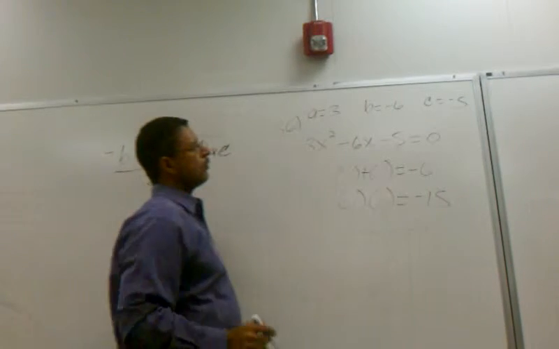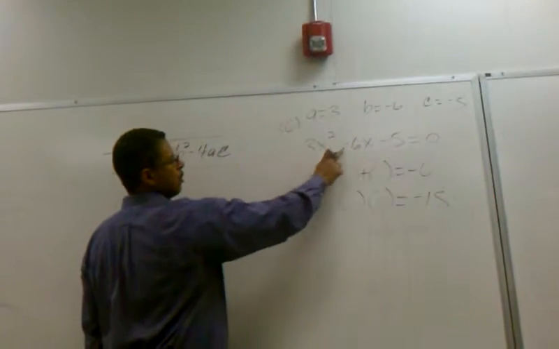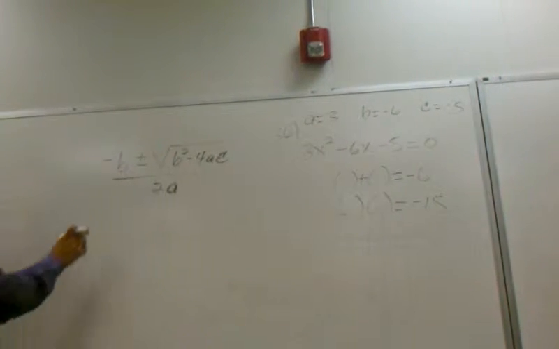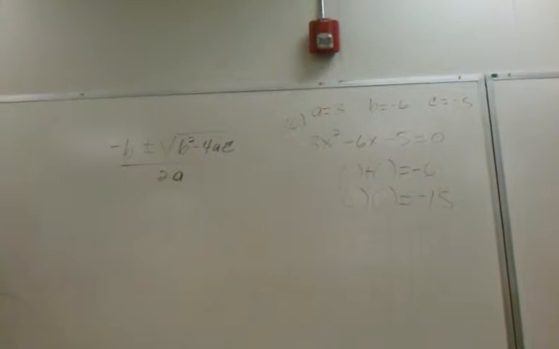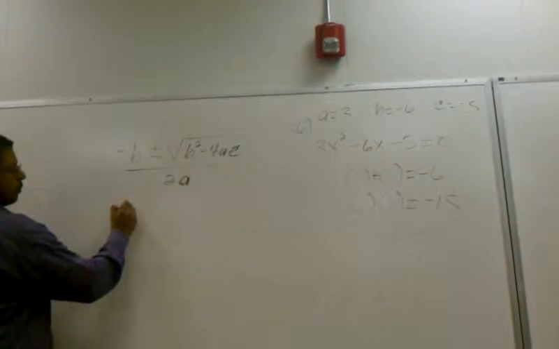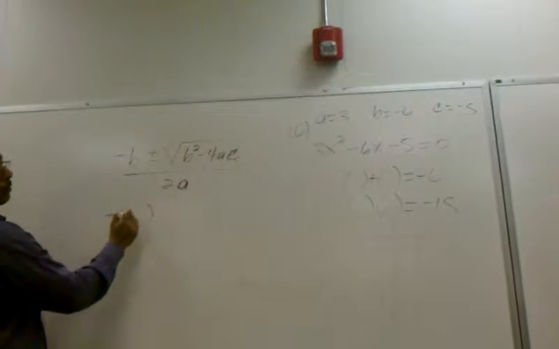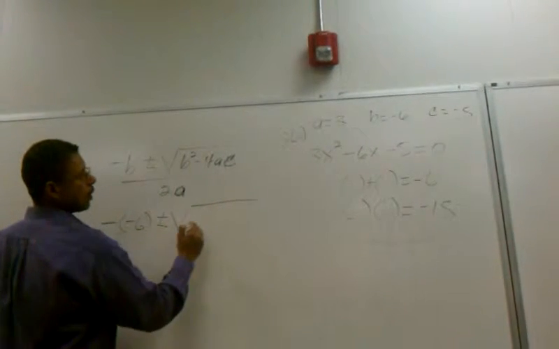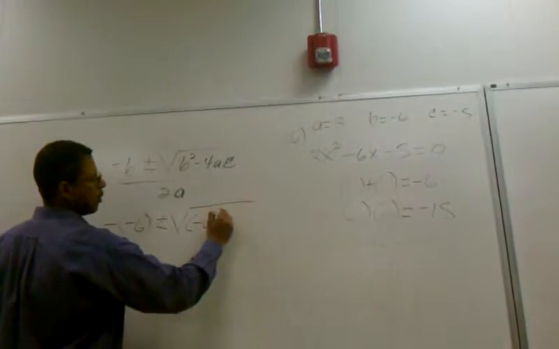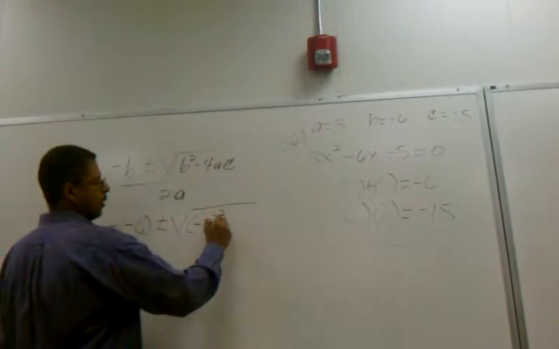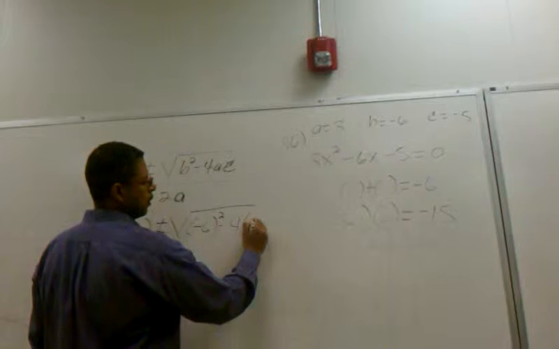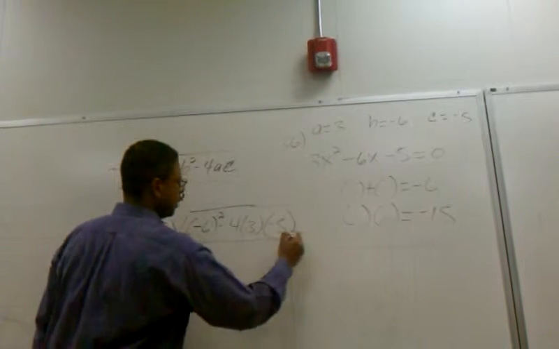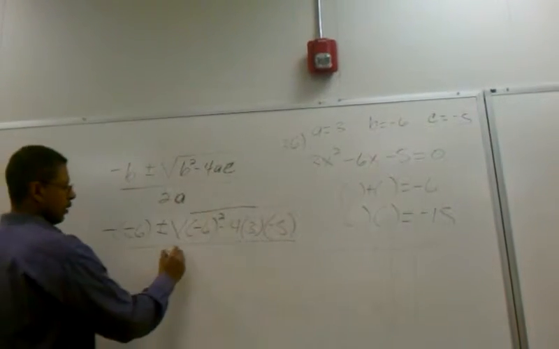Okay, now everybody see where your a, b, and c come from? So you just take those values and plug them into your quadratic formula, and that'll tell you what x is. In this case, we're going to do negative, and then plug our b in, which is negative 6. Then plus or minus the square root of negative 6 squared, minus 4 times a, but a is 3, and then multiply by c, but c is negative 5. And then we take the whole thing and divide it by 2a, so that'd be 2 times 3.